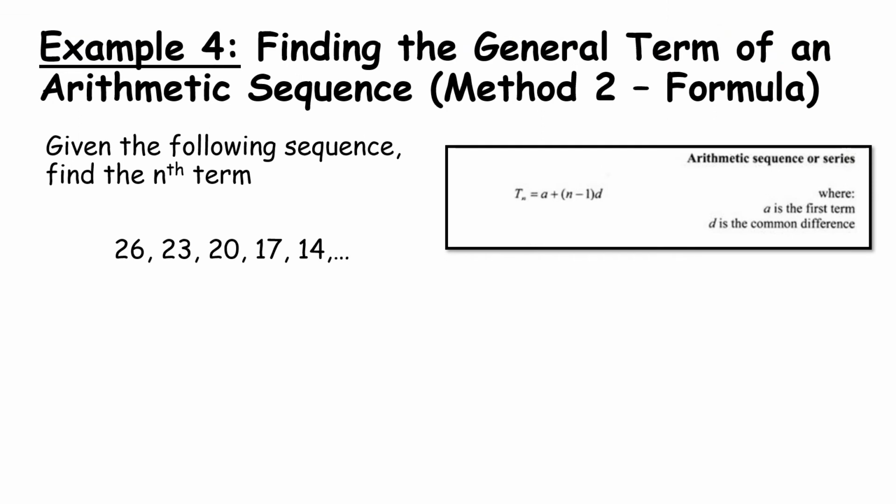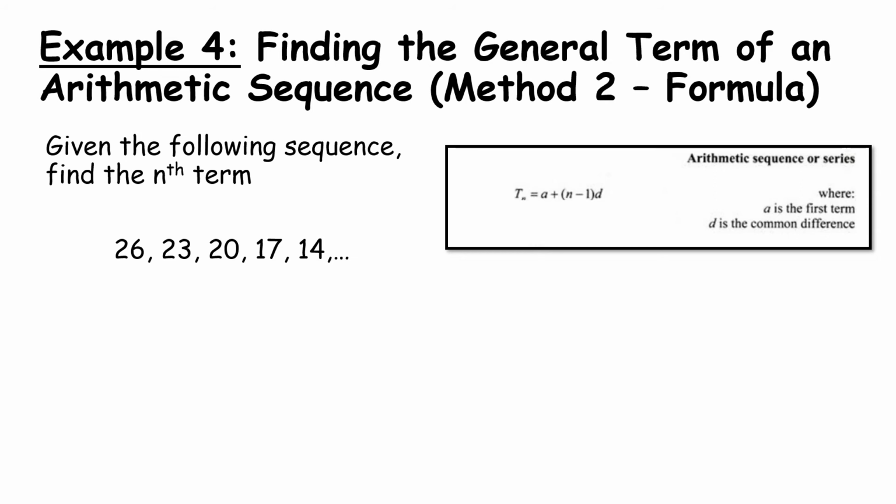So let's do another example. I've taken the exact same sequence as before, 26, 23, 20, 17 and 14, because I want you to make a real judgment on which method you prefer. And we're going to use the formula which I have here.